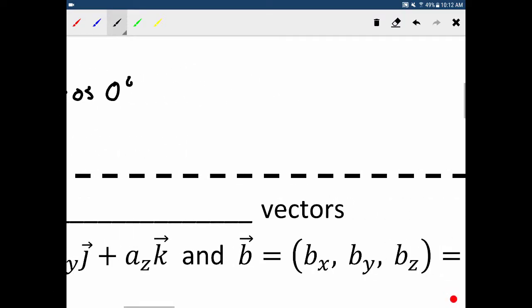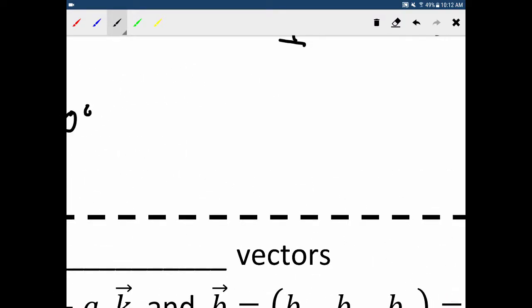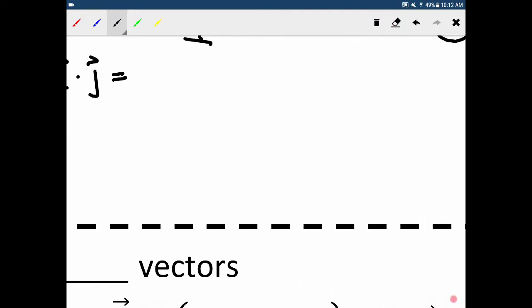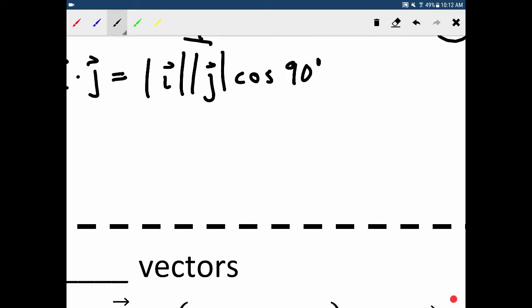If we were to do any two that are different, we'll just use i and j here. So we'll say i dot j, and this would be interchangeable. If you used k or j and k or something like that, it wouldn't make a difference. We would have the magnitude of i times the magnitude of j times cos of the angle between i and j, which would be 90 degrees. So what you get there is 1 times 1 times 0, and so the answer is just 0.